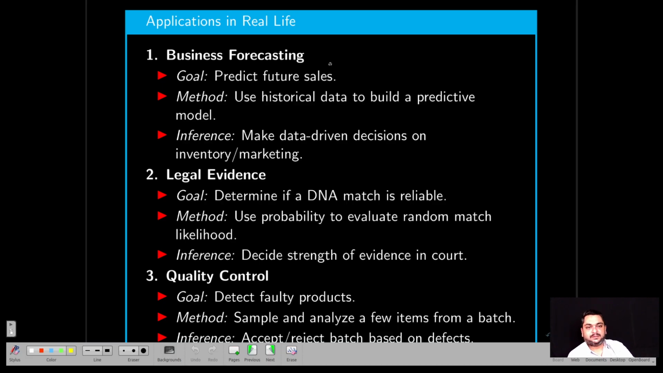Next, there are many real-world examples. For example, business forecasting. You have invested in the share market, something like that. The goal is what? To predict future sales. Now you will use the historical data, previous data, to build a predictive model. So you apply some probability theory and then you find a predictive model. Then you make a statistical inference. Similarly, legal evidence, quality control; anywhere you go in this world, there are many processes or applications.